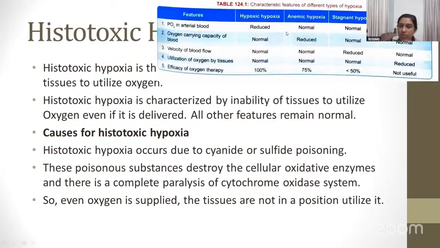In hypoxic hypoxia, 100% oxygen therapy is effective. When we treat with oxygen, we are giving an adequate amount of oxygen, and hypoxic hypoxia can be cleared. In anemic hypoxia, when we give oxygen, some of the effects can be corrected, about 75%. In stagnant hypoxia, less than 50% is corrected by oxygen therapy, as here only the velocity of blood flow is reduced. In histotoxic hypoxia, the tissues are impaired, and hence oxygen therapy is not useful. The tissues themselves are damaged.